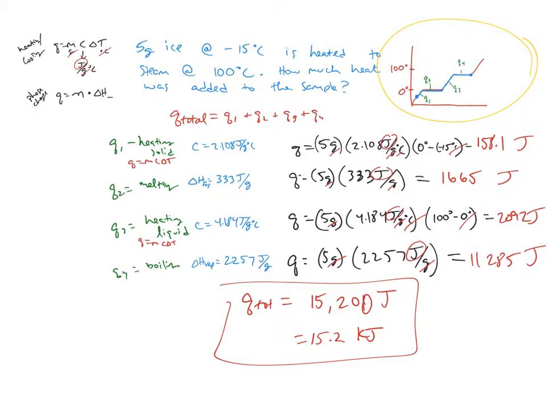By plugging in the appropriate mass, just the mass of our sample, and the appropriate constant, either the C value of the substance at the appropriate phase, or the enthalpy of fusion or enthalpy of vaporization, that delta H value. So by plugging those in, along with the temperature change if needed, getting those temperature changes correct with sign and all of that, we get a total of 15 kilojoules-ish. So notice the math is not hard. It's very straightforward algebra.